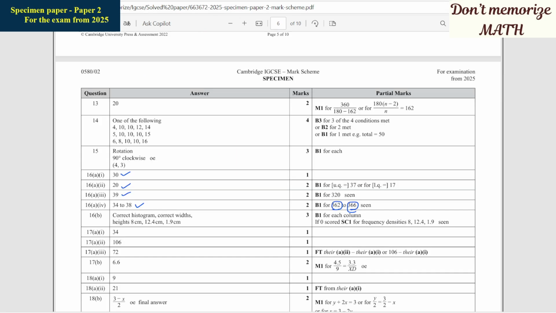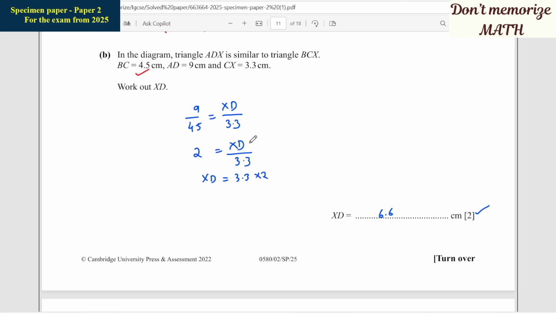So let's see the marking scheme for B. The marking scheme is 6.6, which we already got. A method mark is there, 1 mark for this method. You have to show the step or an equivalent step, like we wrote. You have to show the steps, then only you will get 2 marks. Otherwise you will get only 1 mark for the final answer.